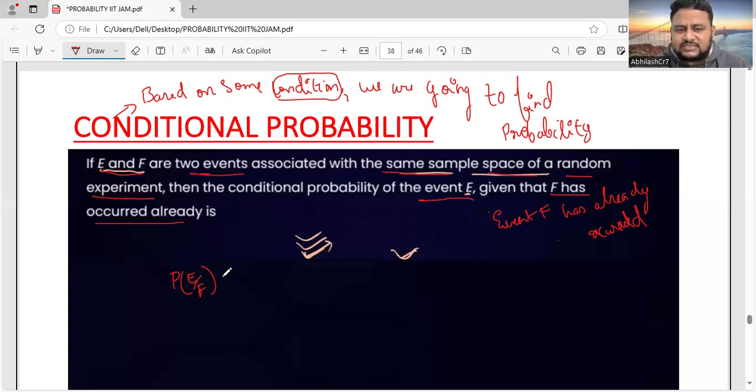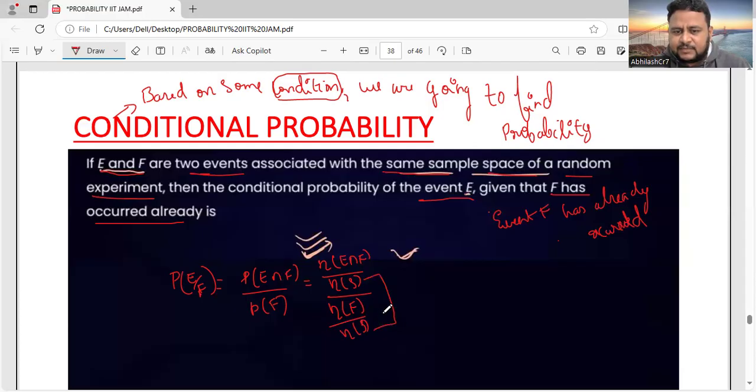So that is given by, see here friends, probability of E intersection F divided by probability of F. So we know that this can be written as probability of E intersection F, that means what is common between E and F, intersection means. So this can be written as cardinality of E intersection F divided by cardinality of sample space, divided by probability of F, which is cardinality of F divided by cardinality of sample space.